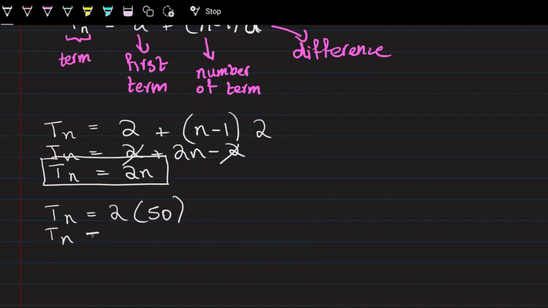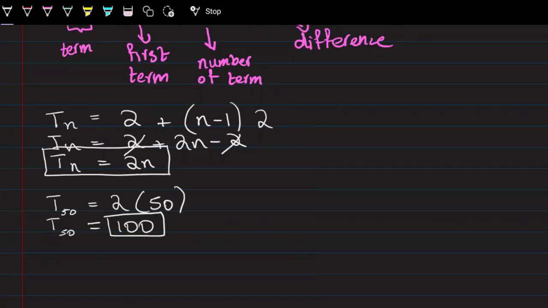So the 50th term of this sequence is going to be 100. And in fact, here we won't write tn, we're going to write t of 50. So the 50th term is equal to 100. Okay?